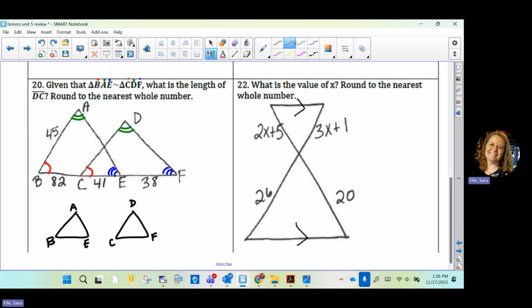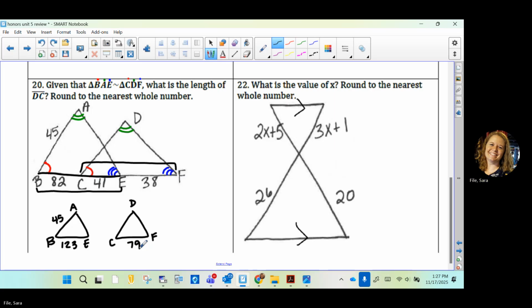So if I were to separate them out, this length over here is 45. Let's look at the bottom. BE. How long from B to E? I'd have to add the 82 and the 41. So 82 and 41 is 123. Okay, and then I'd have to do the same thing for C to F. So I'd have to add the 41 to the 38 and see that that's 79. So if you need to separate them to get a better visual, then do that.